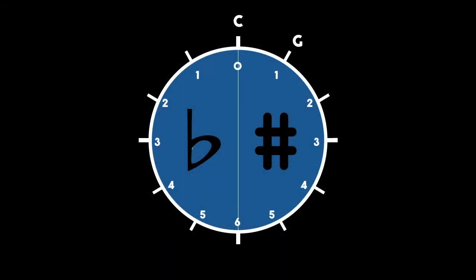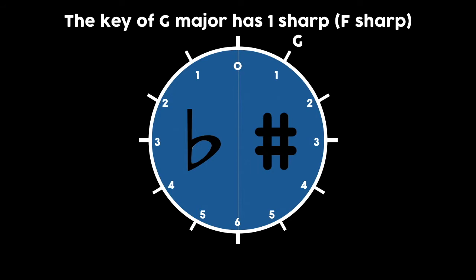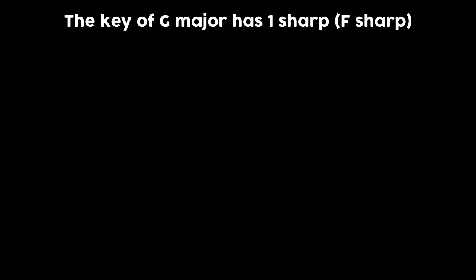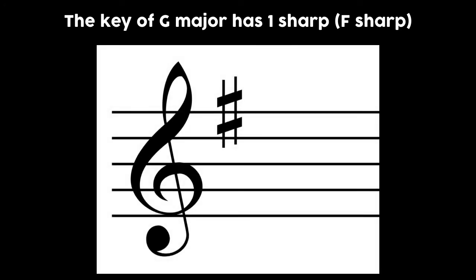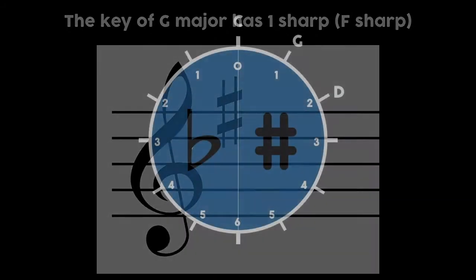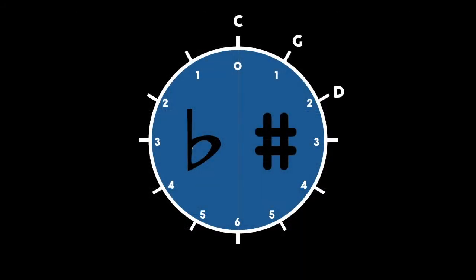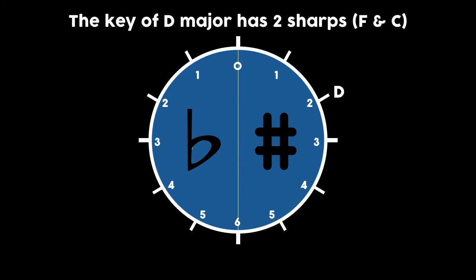The next one round is G. That's got one sharp, an F sharp. The key signature for G major has an F sharp in it. The next key round is D major. That's got two sharps in it. Those are F sharp and C sharp.